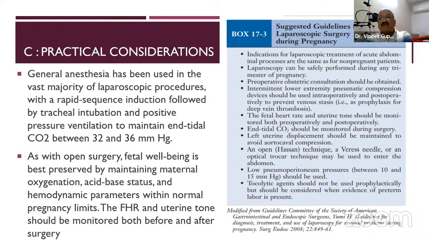But in my experience, it's better to give the surgeon a little liberal hand while positioning the patient, because once we give them liberty, they finish up very quickly and ultimately the results are good. An open technique, a Veress needle, or an optical trocar technique may be used to enter the abdomen. Low pneumoperitoneum pressures between 10 to 15 mmHg. Anyway, we are keeping this much pressure. Tocolytic agents should not be used prophylactically, but should be considered if evidence of preterm labor is present.